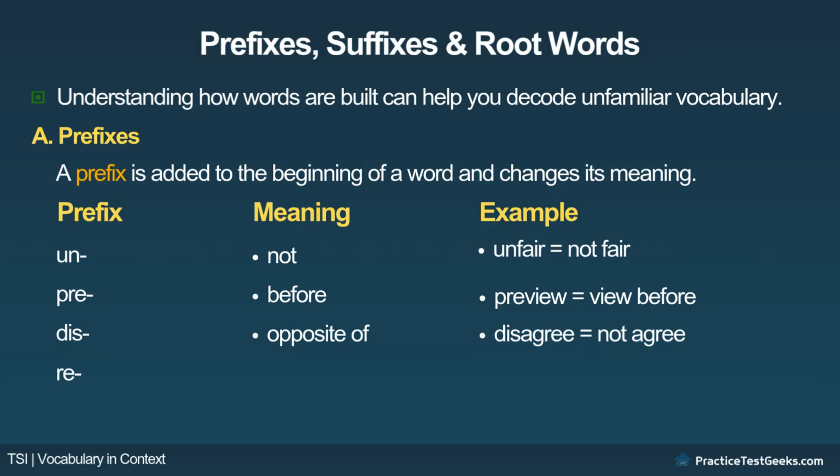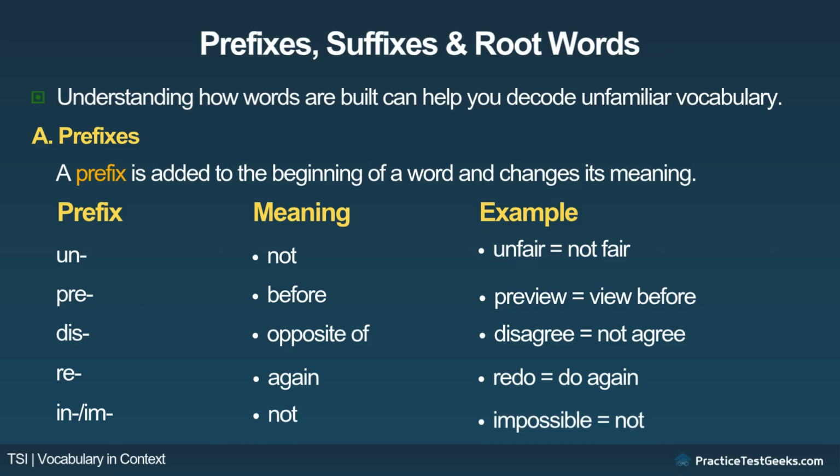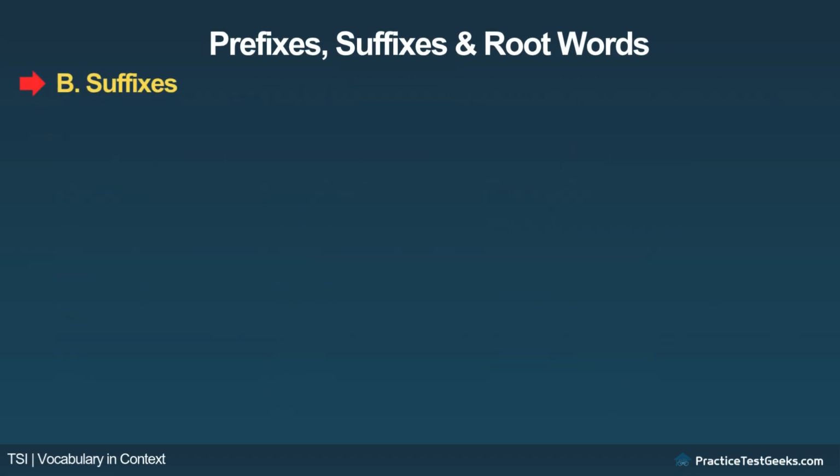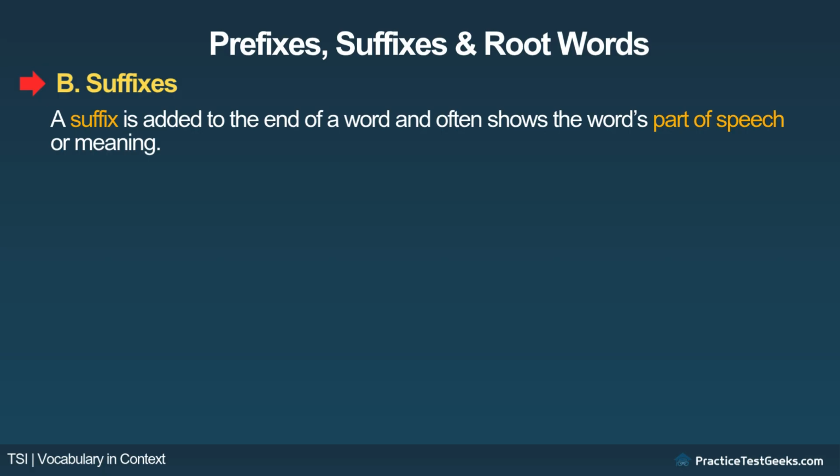Re, meaning again. Example: redo, do again. In or im, meaning not. Example: impossible, not possible. Next, let's look at suffixes. A suffix is added to the end of a word and often shows the word's part of speech or meaning. Here are some common suffixes you'll come across.